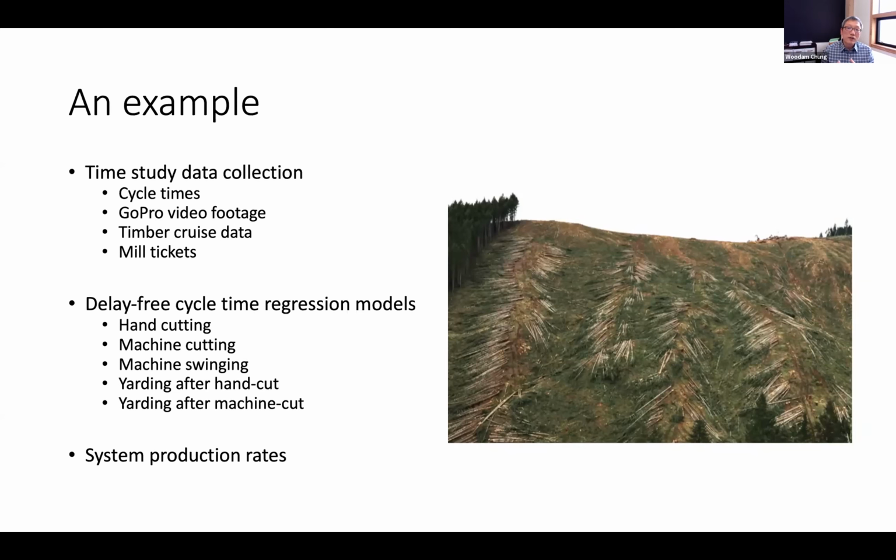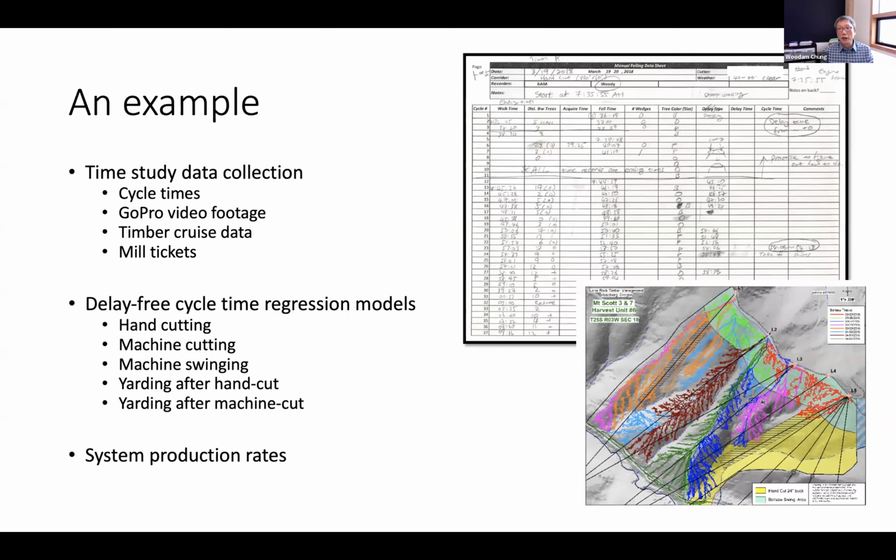Okay. And then we did time study for hand cutting. We did time study for machine cutting, machine swing, and then cable logging after hand cut and cable logging after machine cut. Okay. And then we developed regression models for each of those operations. And this is the time study data sheet we used for manual timber falling.